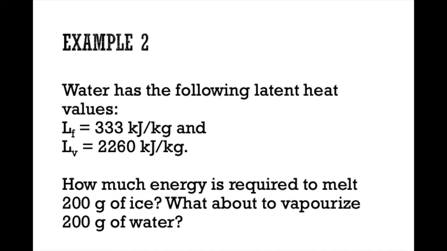Example 2, water has the following latent heat values. LF equals 333 kilojoules per kilogram and LV equals 2,260 kilojoules per kilogram. How much energy is required to melt 200 grams of ice? What about to vaporize 200 grams of water? Assume they are already at the melting or boiling point.